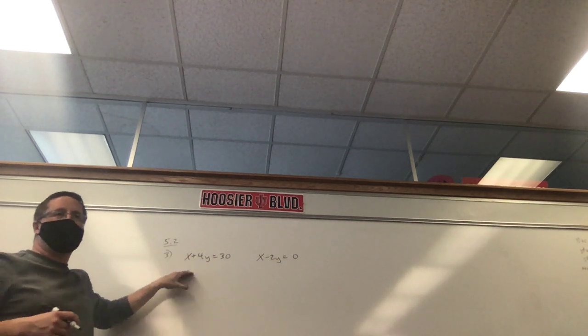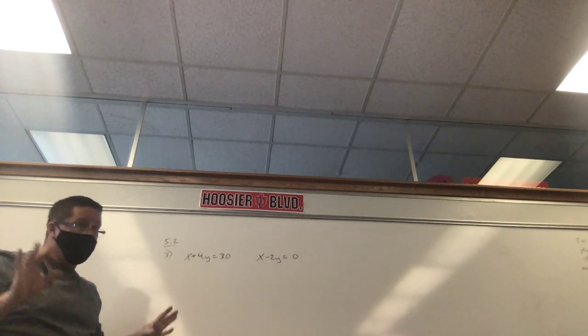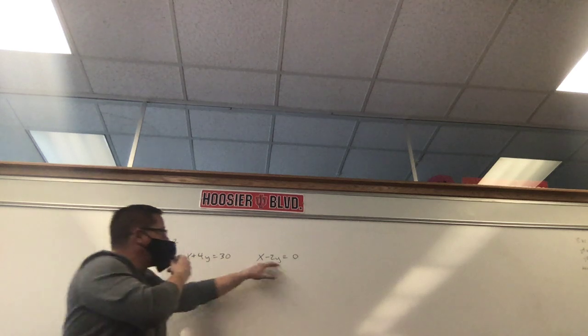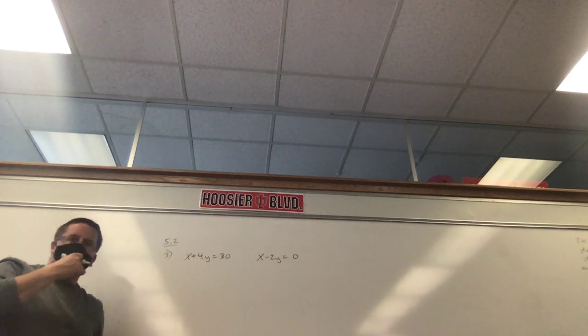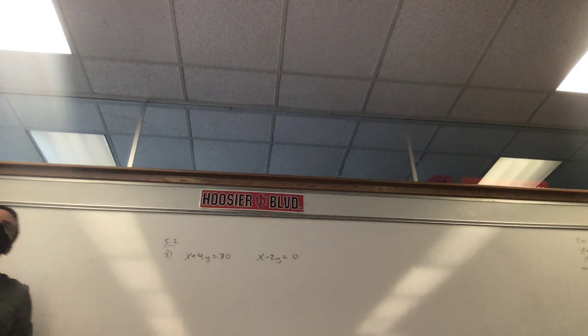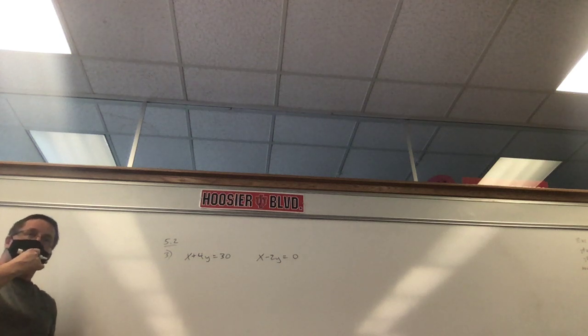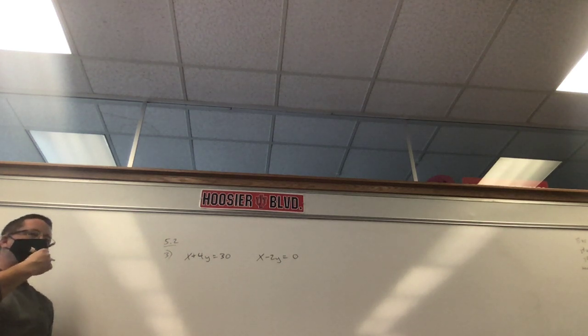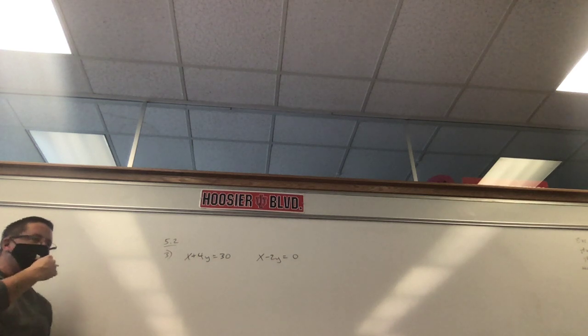Which of these has x all by itself or y all by itself? Neither one. This says x plus 4y equals 30. This is x minus 2y equals 0. Now, here's what we're going to do. We need to get either x or y. And here's the reason why I don't like this question: in my opinion, there's more than one correct answer, okay?